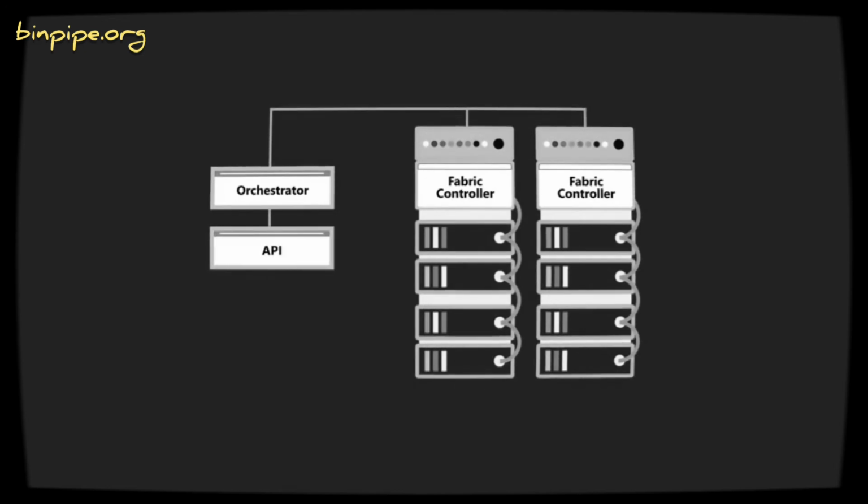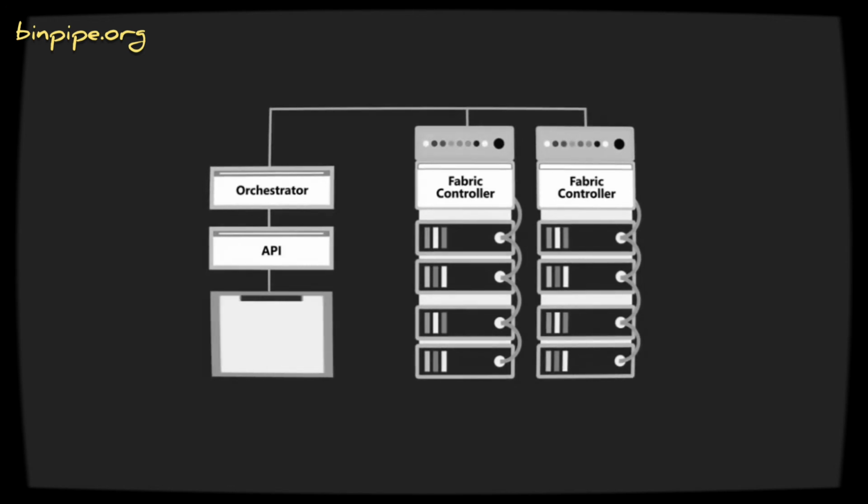Now users make requests using the orchestrator's web API. The web API can be called by many tools, including the user interface of the cloud's portal, command line CLI interfaces, as well as, like we said, their API endpoints.